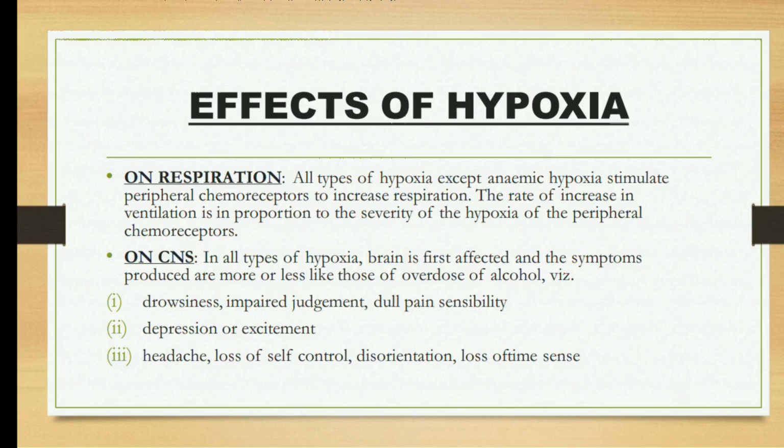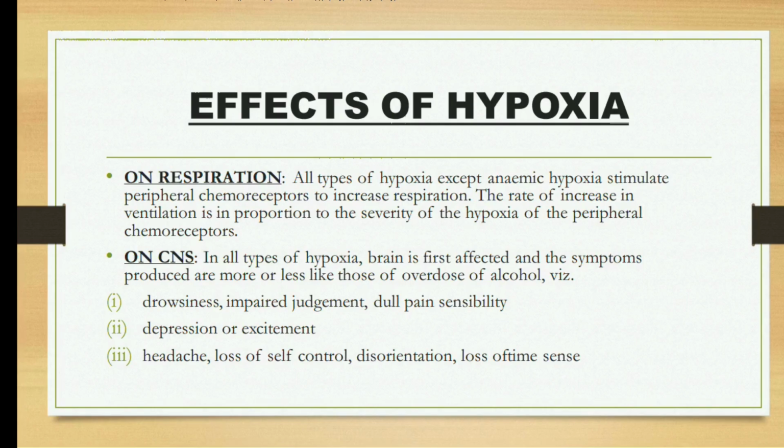Hypoxia affects mostly our respiration, our CNS, and the CVS. All types of hypoxia except anemic hypoxia stimulate the peripheral chemoreceptors to increase respiration. एनेमिक हाइपोक्सिया को छोड़ बाकी सारे टाइप ऑफ हाइपोक्सिया हमारे रेस्पिरेशन रेट को बढ़ाती है. क्लियर? नेक्स्ट इज द CNS.